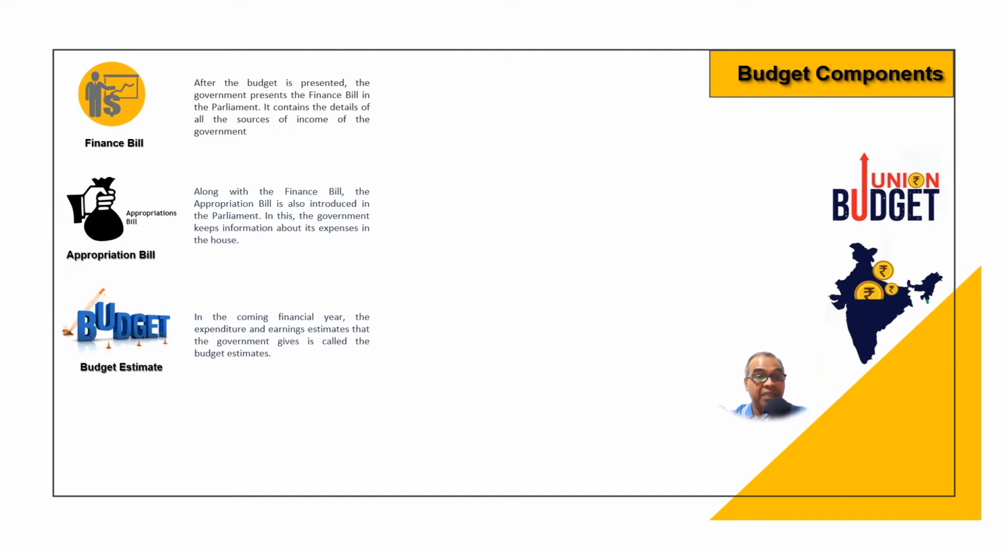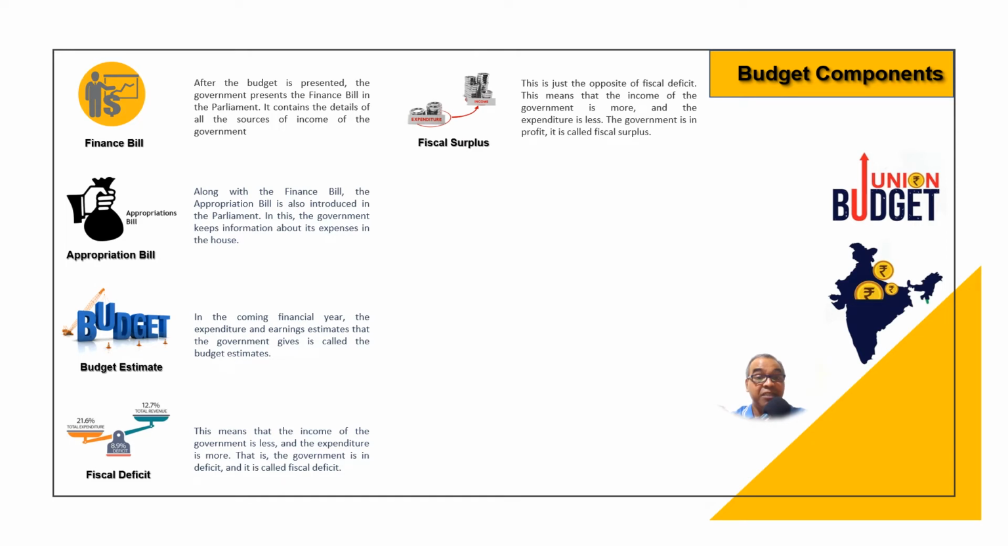Budget estimate. In the coming financial year, the expenditure and earning estimate that the government gives is called the budget estimates. Fiscal deficit. This means that the income of the government is less and the expenditure is more. That is, the government is in deficit and it is called as fiscal deficit. Fiscal surplus. It is just the opposite of fiscal deficit. This means that the income of the government is more and expenditure is less. The government is in profit. It is called fiscal surplus.